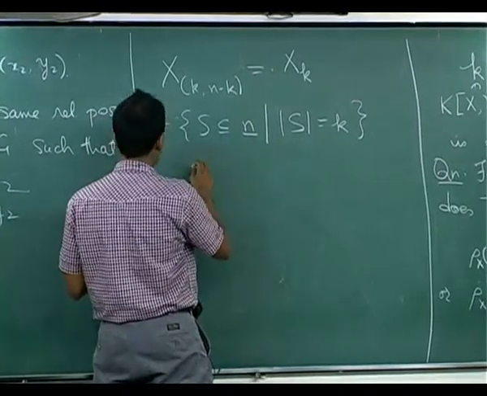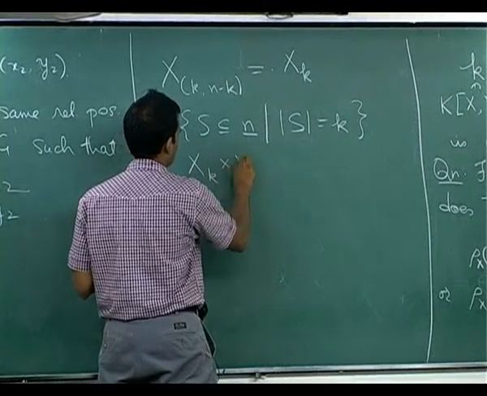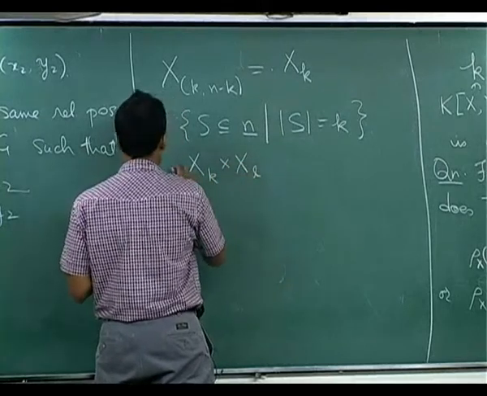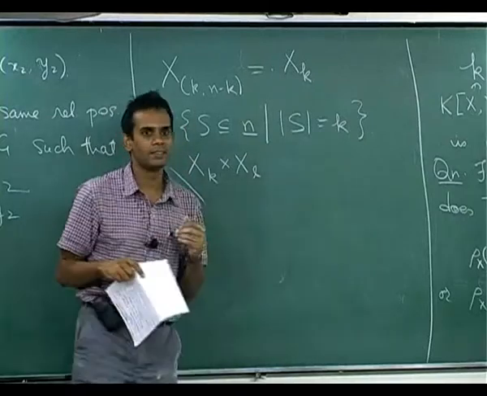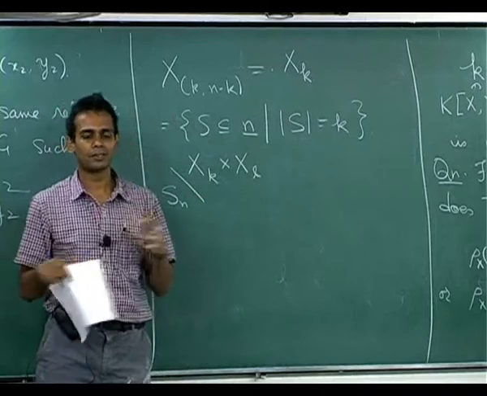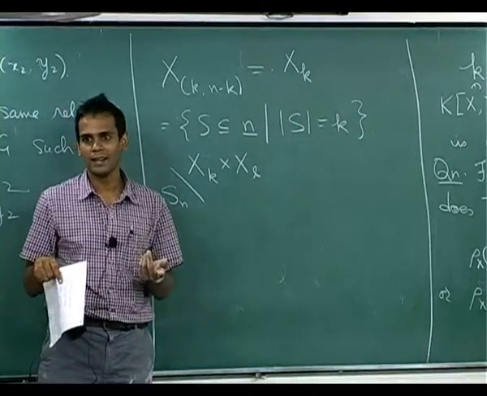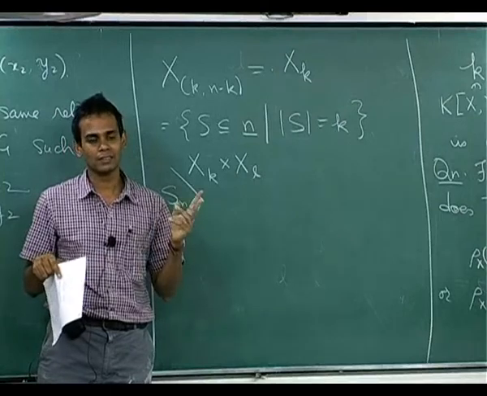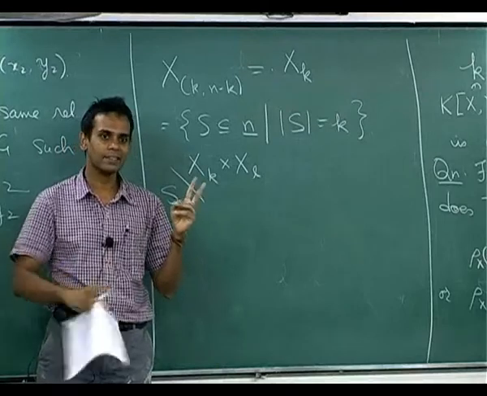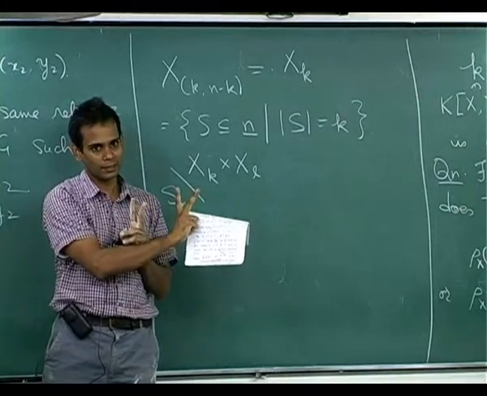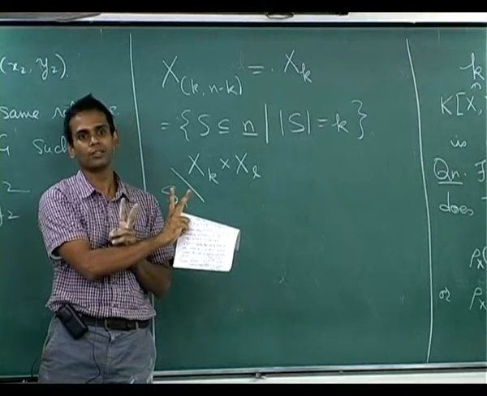So let's just ask ourselves: if I gave you two pairs, the first pair being one subset of cardinality k and one subset of cardinality L, and the second pair also a subset of cardinality k and a subset of cardinality L, can I simultaneously move one pair to the other?